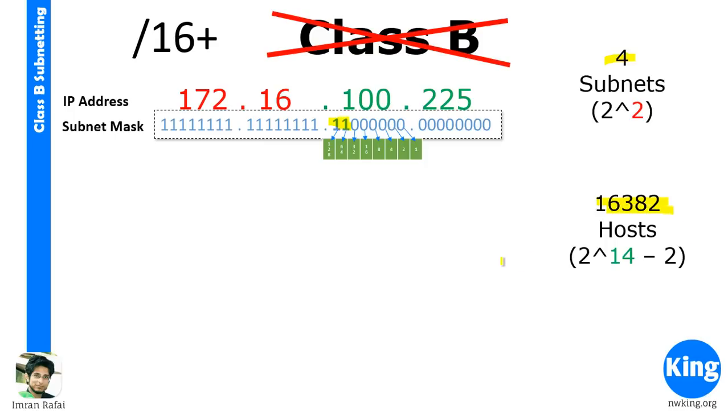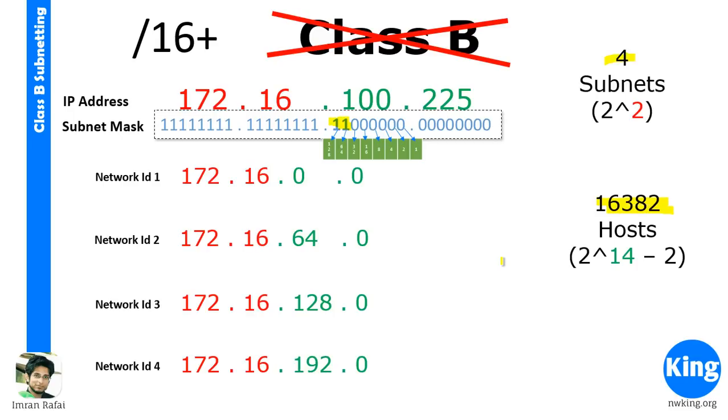How do we get the first network ID? Now, this is something you should be doing like that. It should be second nature for you. First network ID is 172.16.0.0. Exactly right.